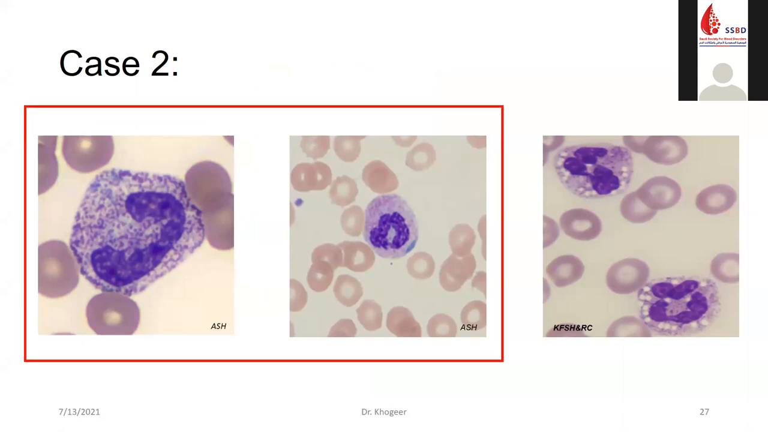On the other hand, vacuolation can be due to either toxic changes or a degenerative process. Therefore, a neutrophil with vacuolation as a sole finding should not be labeled as having toxic vacuoles, unless accompanied by toxic granules and/or Dohle bodies.